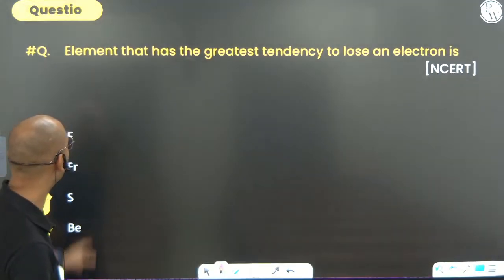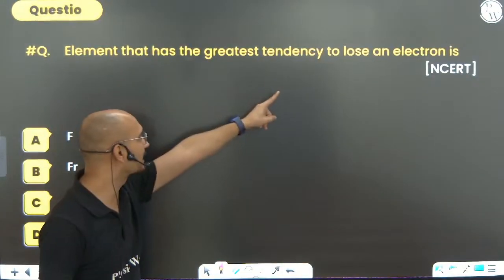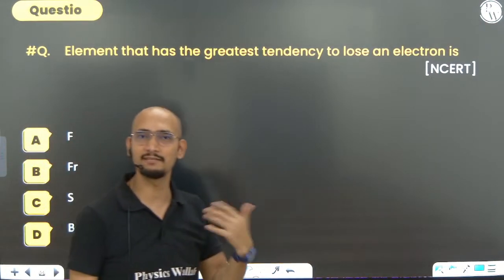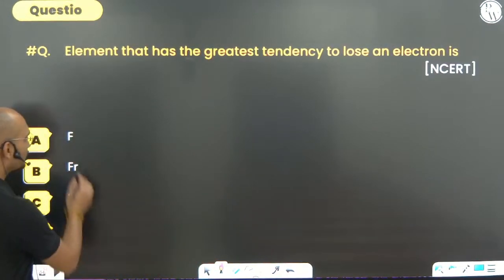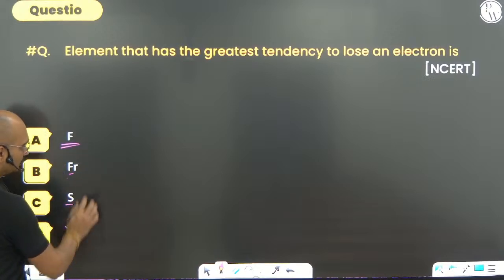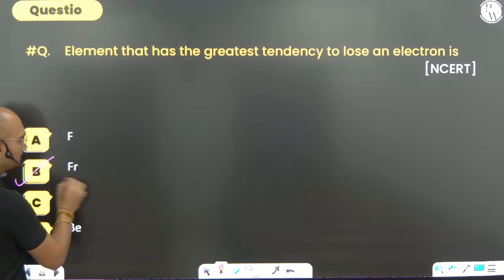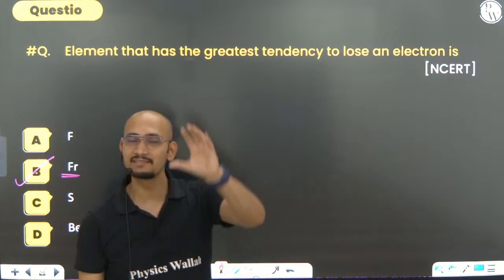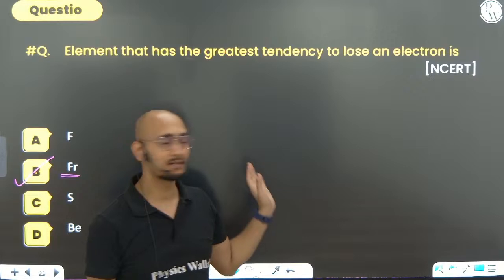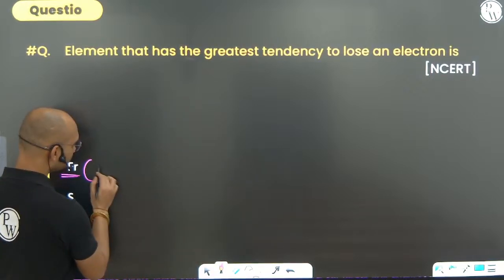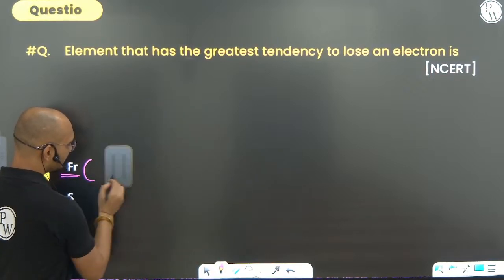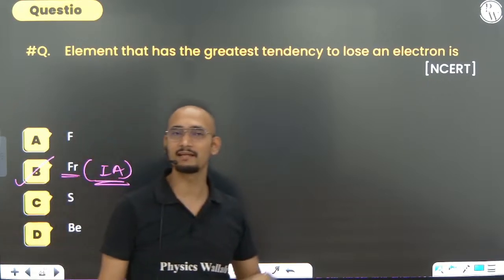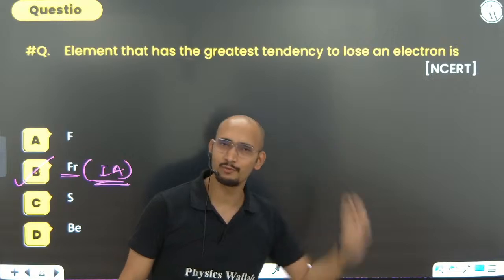Next, we are going to talk about the element that has the greatest tendency to lose an electron. Which element will lose an electron? Fluorine, francium, sulfur, no. It is going to be francium. Always remember, once we go from left to right, the ionization enthalpy increases. And we know that francium belongs to group 1A, the alkali metals. Alkali metals have the smallest ionization enthalpy.